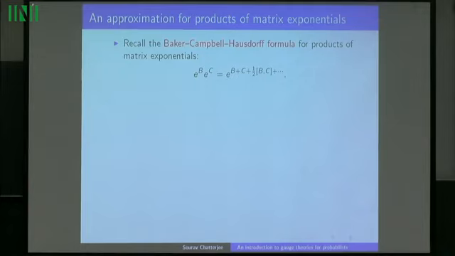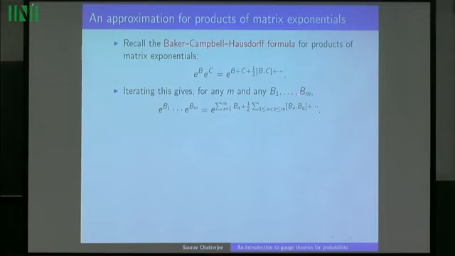So recall the Baker-Campbell-Hausdorff formula for products of matrix exponentials. You have e to the b times e to the c. If b and c are two matrices, it is e to the b plus c plus half times the commutator plus higher commutators. And then you iterate that. If you have finitely many matrices, you get the product of the exponentials is e to the sum plus half times the sum of the commutators plus higher order terms.